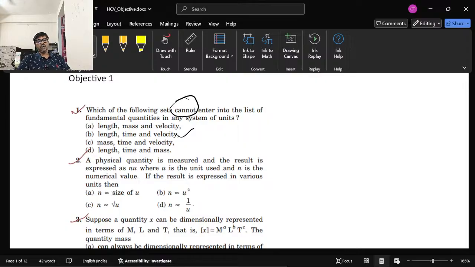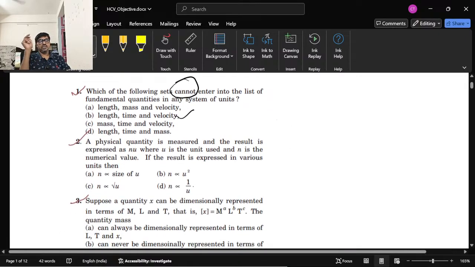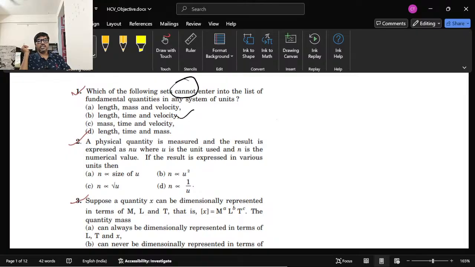Right, a physical quantity is measured and the result is expressed as n into u. A physical quantity is measured; only physical quantities can be measured. Now what is he saying? The result is given as n into u, where u is the unit and n is the number or numerical value. The result is expressed in various units. Let us take one example and try to understand it. Suppose I take the length of this laptop that I am using here.